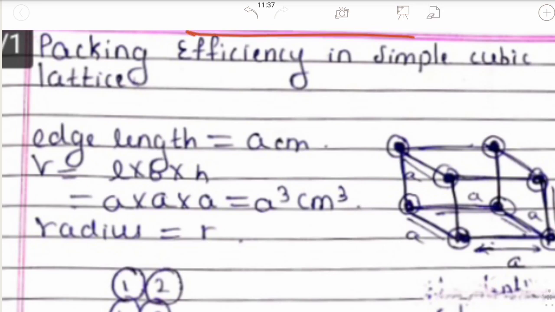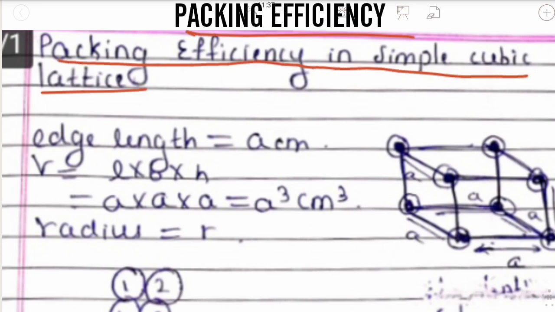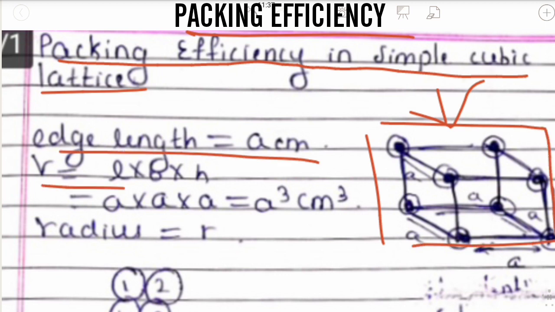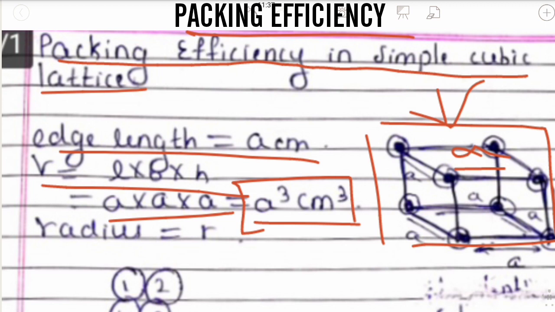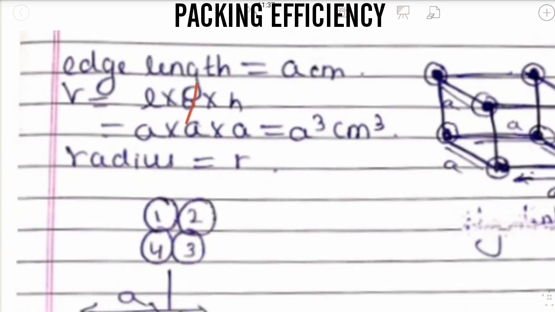Packing efficiency in a simple cubic lattice. This is the simple cubic lattice where the edge length is a centimeter. Volume is length into breadth into height. Everything is edge length a, so a into a into a, that is a cube centimeter cube. Here radius is r.